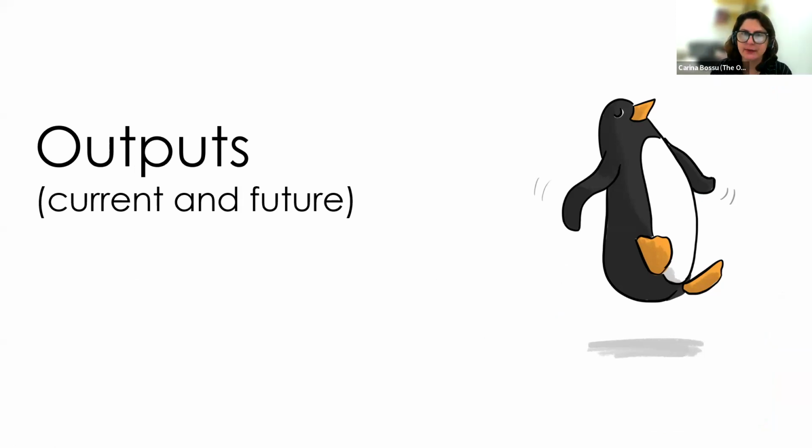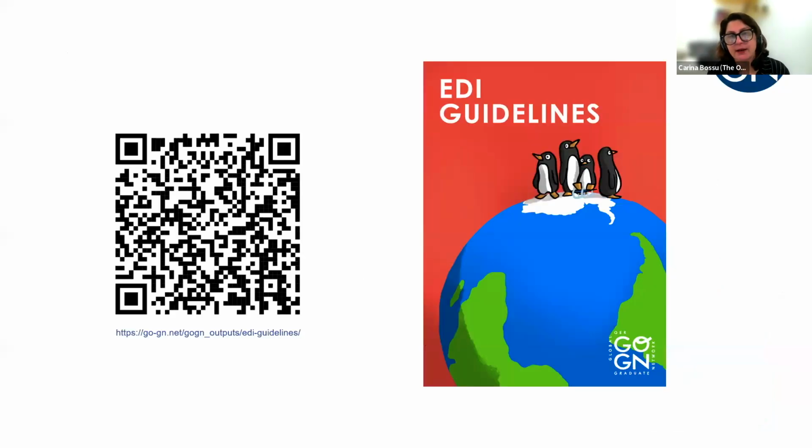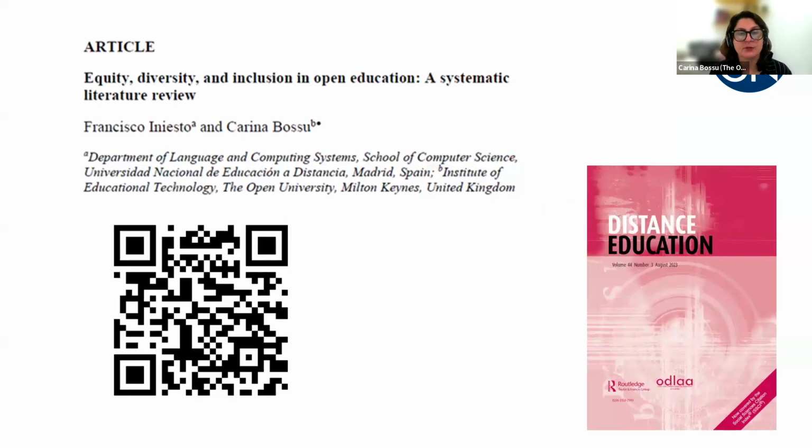So I'll just go quickly through these resources that we already have from our EDI strand, which are the EDI guidelines. We will share the slides. You can take this, it's on the website as well. This is our first guideline, where we included phase 1 and phase 2 together. This is an article that Paco and I developed, and it has steps on our systematic review in EDI in open education.